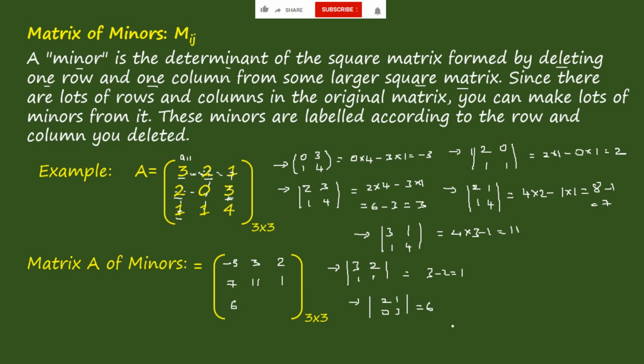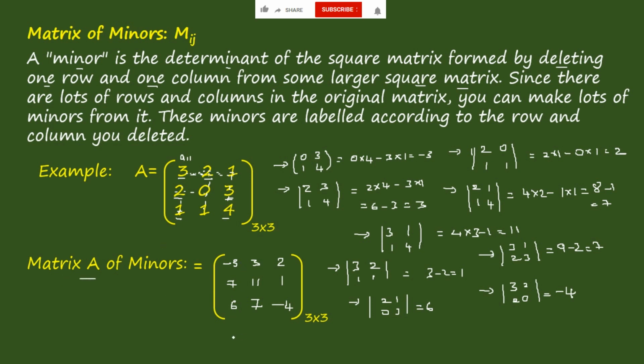Again 1. Remove the row and column. So we get one more matrix. It becomes 3, 1, 2, 3, which is 9 minus 2, which is 7. So this is 7. Again the next term, 4. Remove the row and column. So we get 3, 2, 2, 0, which is equal to minus 4. So this is minus 4. This is the matrix we got. It is the matrix of minors of A.